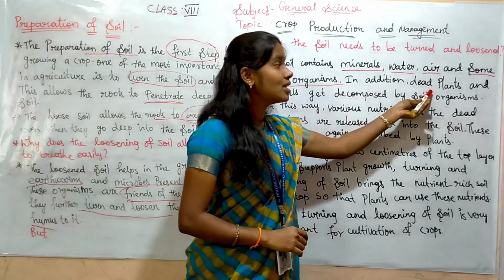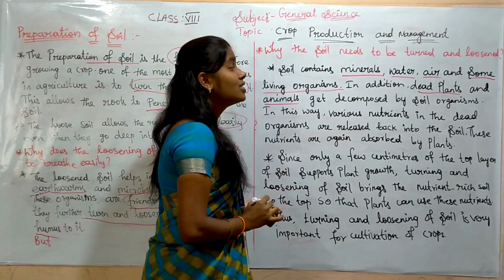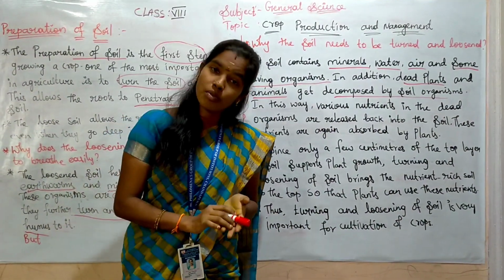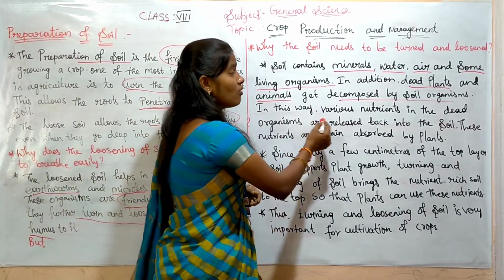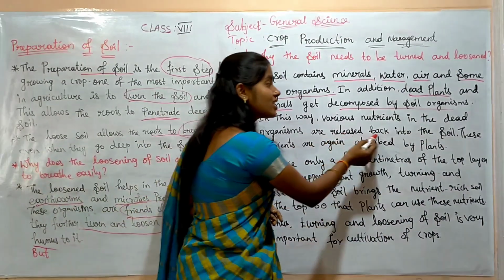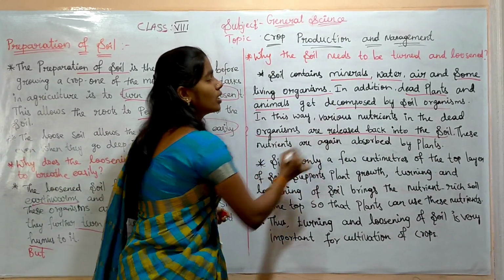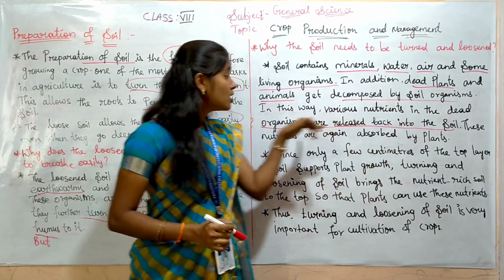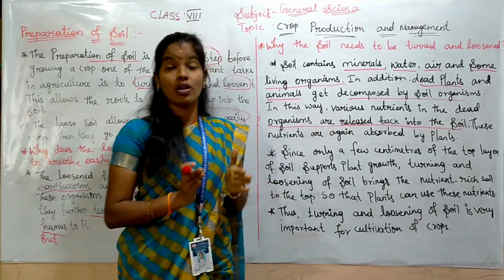In addition, dead plants and animals get decomposed by the soil organisms. In this way, various nutrients in the dead organisms are released back into the soil. So in this way, what happens? Nutrients in dead organisms are released back into the soil. So what are the things?